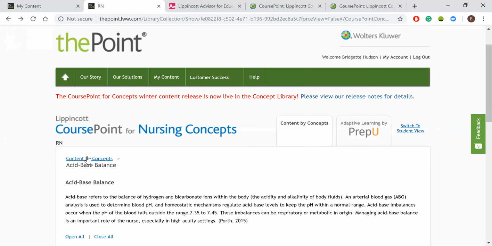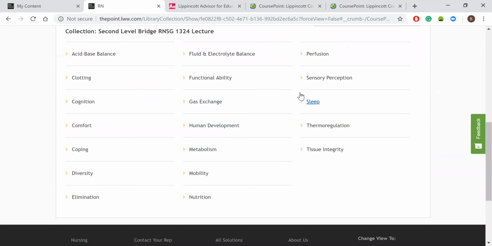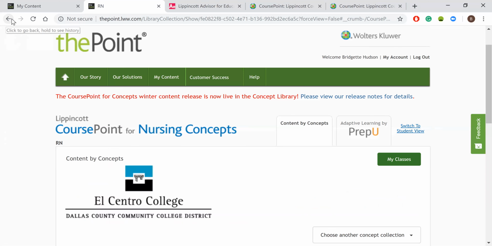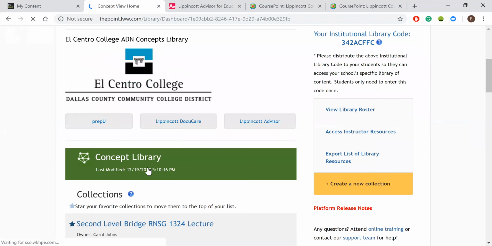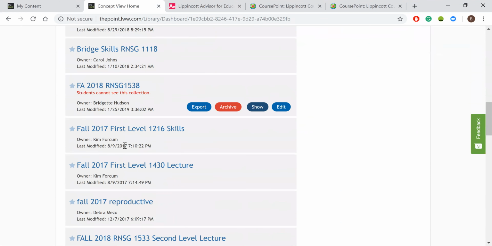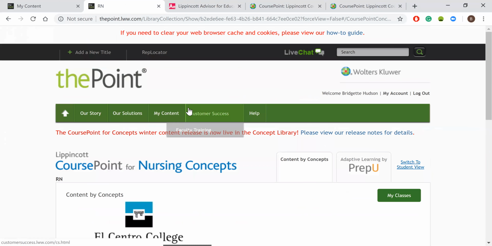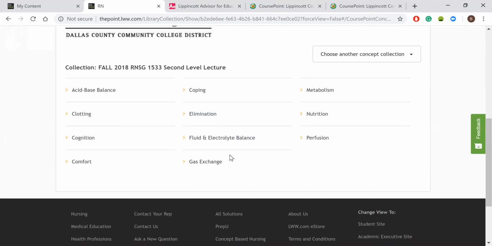So even if I went back to content by concepts and I chose immunity, which is coming up, oh, you don't have it, dang it. Let me go back. Spoke too soon. This is what should be there. I don't know if I have it. Let me see if I can get it. It may tell me no. It wasn't in that one either. Wow. It's not my fault. Interesting.